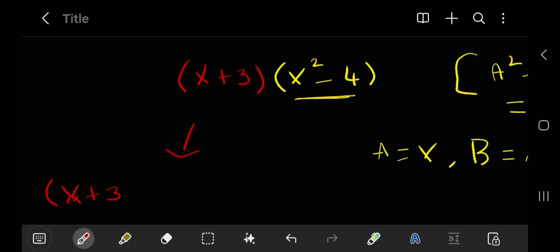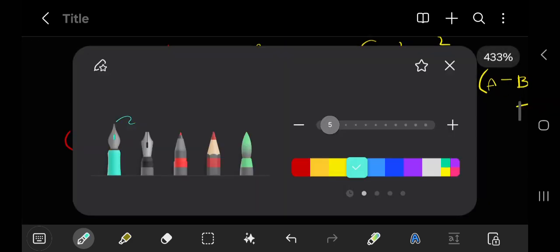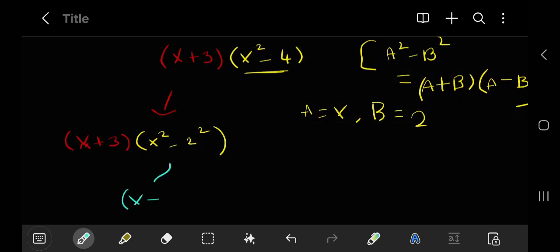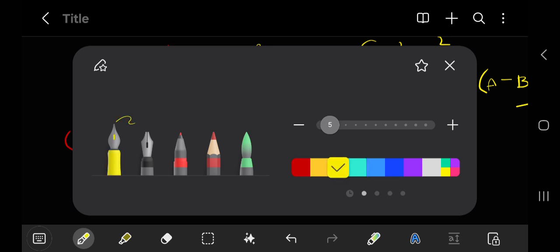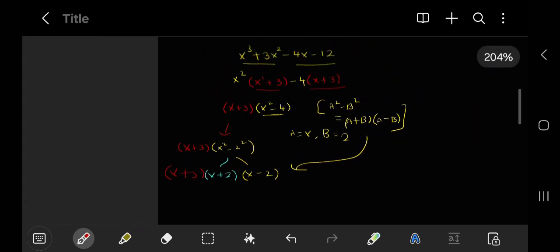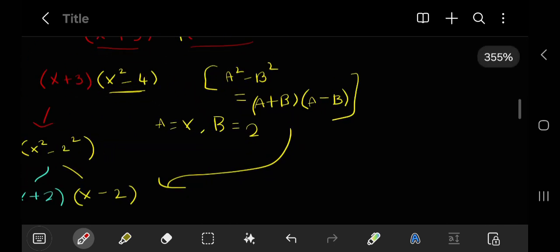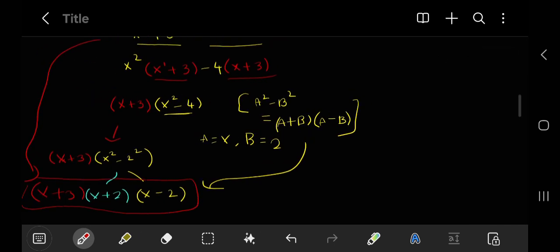Let me show you how I wrote those. (x + 3)(x² − 2²). Here, if you observe from the formula, you're getting a = x, b = 2. Upon further factorizing, we'll get (x + 2)(x − 2), and drop down the first term, that is x + 3. So this is your factorized polynomial for the given polynomial.